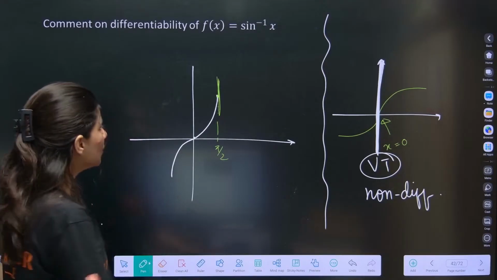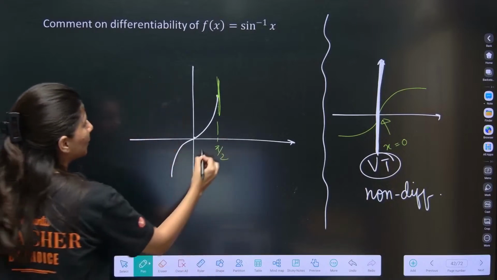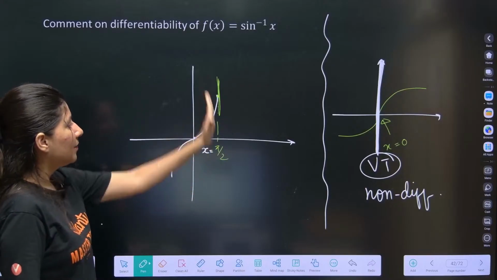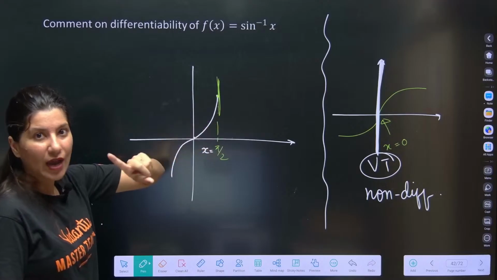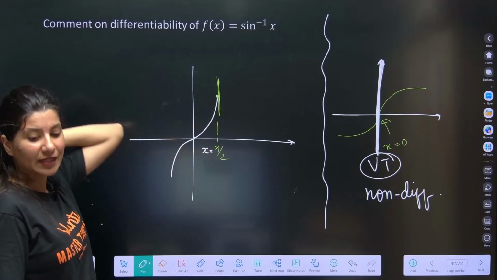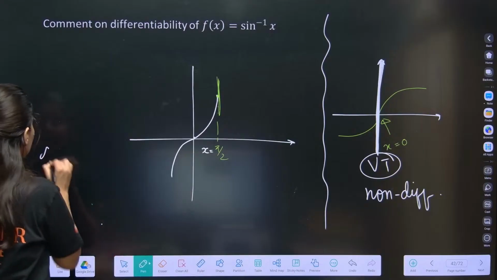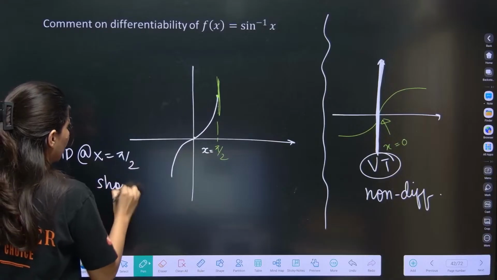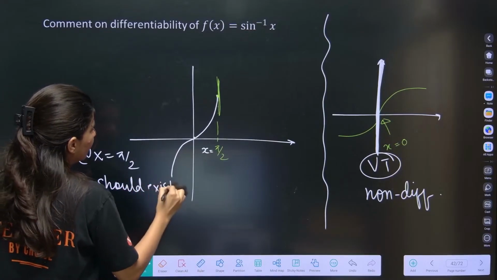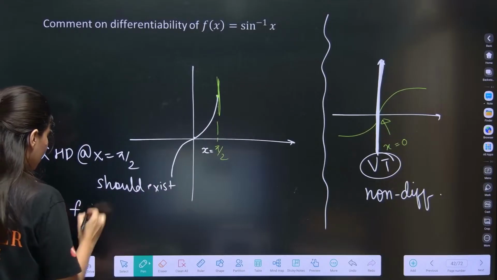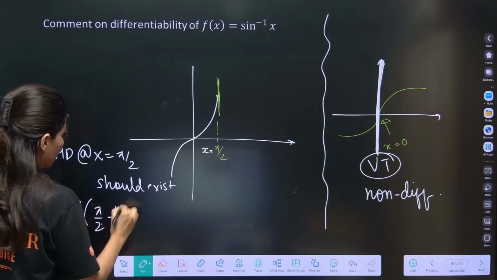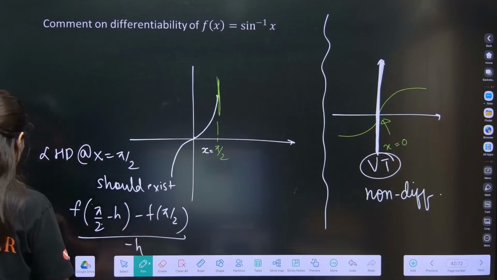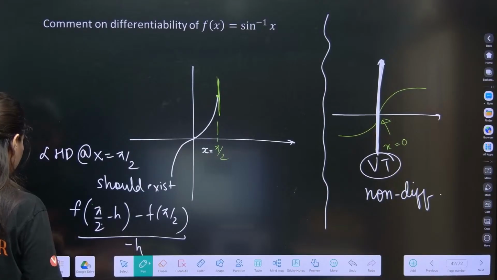Okay. Same goes with this at x equals to pi by 2. You need to check differentiability. Now, because pi by 2, after pi by 2, we don't have anything. So, I told you now how to check differentiability at boundary points. So, LHD at x equals to pi by 2 should exist. If it is existing, that means that is differentiable. So, LHD will be what? f of pi by 2 minus h minus f of pi by 2 upon minus h, limit h tend to 0 plus. Let's check it out.